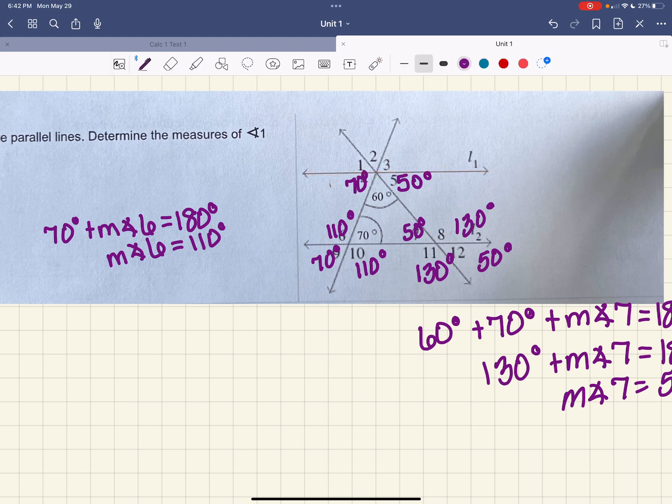So then we've got 60 degrees right here, because they are vertical angles. 70 degrees and angle 3 are vertical angles, and then angle 1 and 5 are also vertical angles, and that covers all of our different angles.